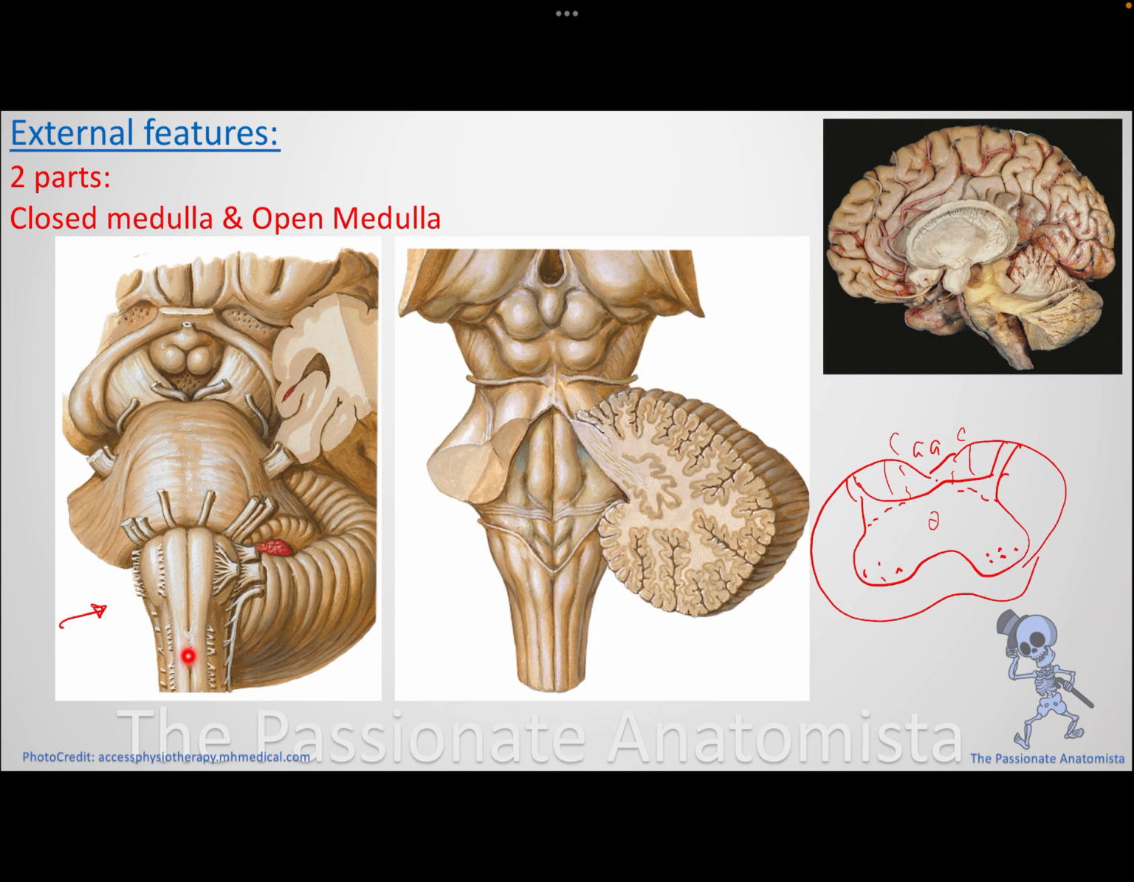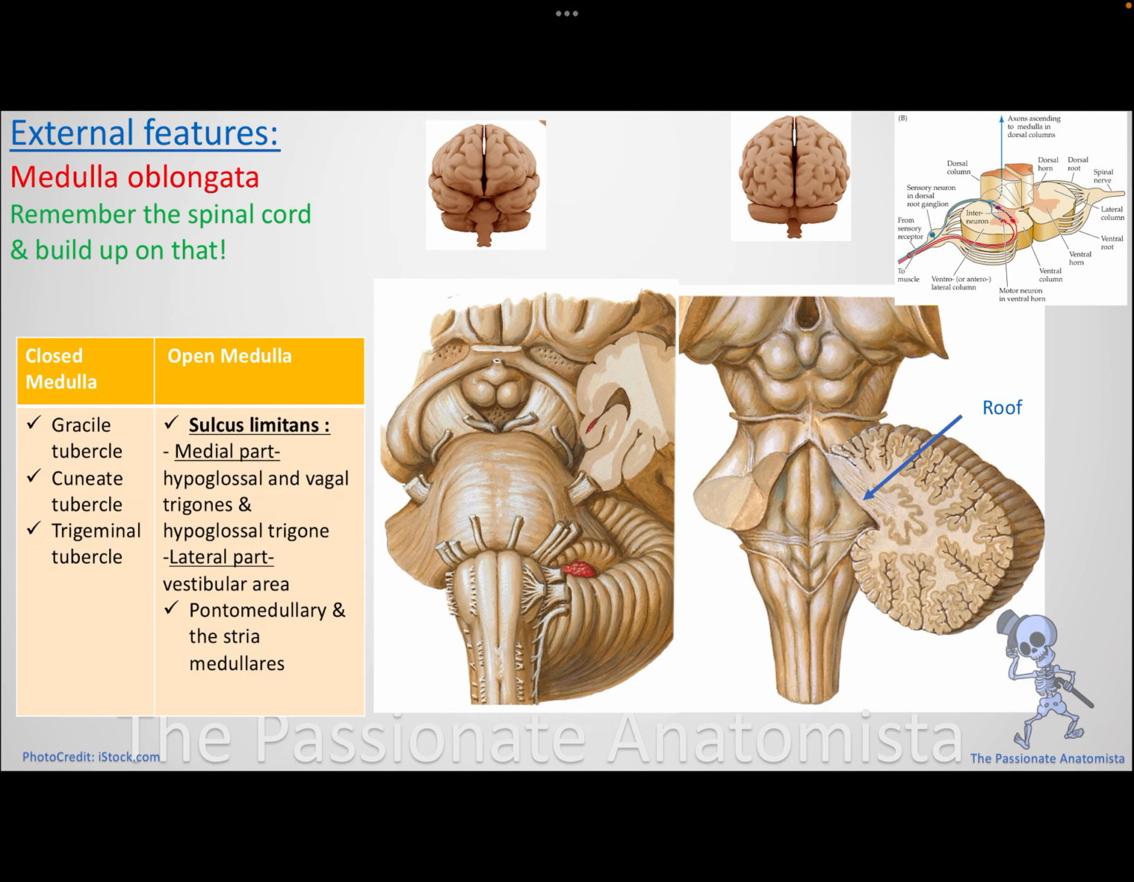So anteriorly, we have pyramids, olives, and the inferior cerebellar peduncles, and motor stuff. Posteriorly, sensory, the dorsal columns are here, the fasciculi, and on the top we have the tubercles. The gracilis is medial, the gracilis for lower limbs, grace for legs, remember, and then the cuneatus, and then the last one is the trigeminal tubercle, and we're going to talk about it. In the open part, we have the hypoglossal, we have the vagal, and then the vestibular area. All right, so that's all about the gross features.